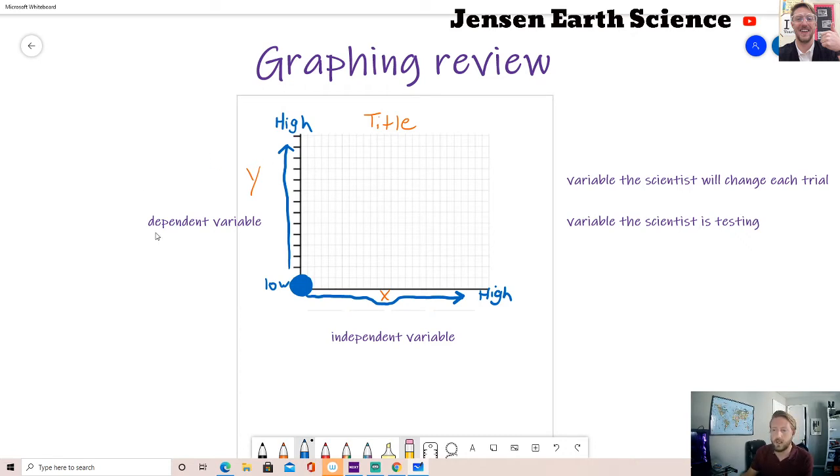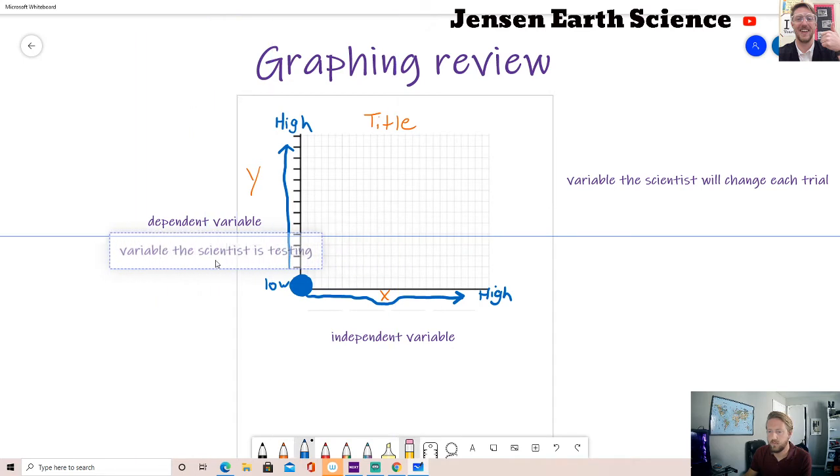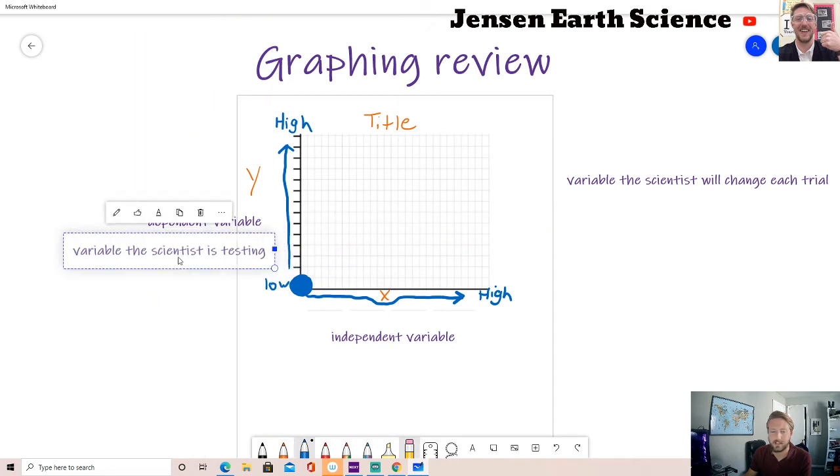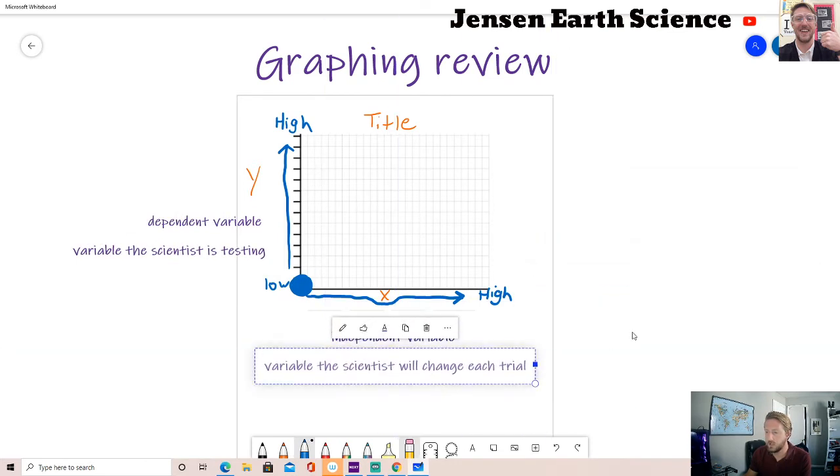So which one is the dependent variable? A dependent variable is the variable that the scientist is testing, and the independent variable is the variable that the scientist will change each trial. So in the case of time being your independent variable, the scientist will change how many seconds have gone by for each trial, or how many minutes, or how many hours, etc.